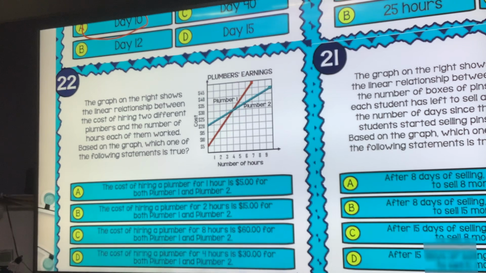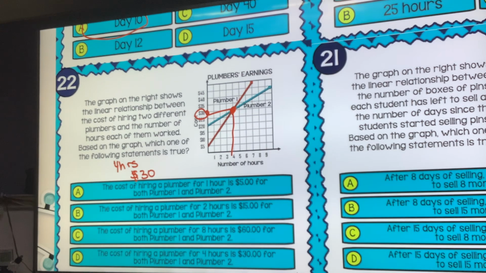The graph on the right shows a linear equation between the hiring of two different plumbers and the number of hours each of them worked. Based on the graph, which of the following is true? So you are just looking at the intersection. I see, and I would write this down, 4 hours. It makes it much easier before you start reading all those words. Would be $30.